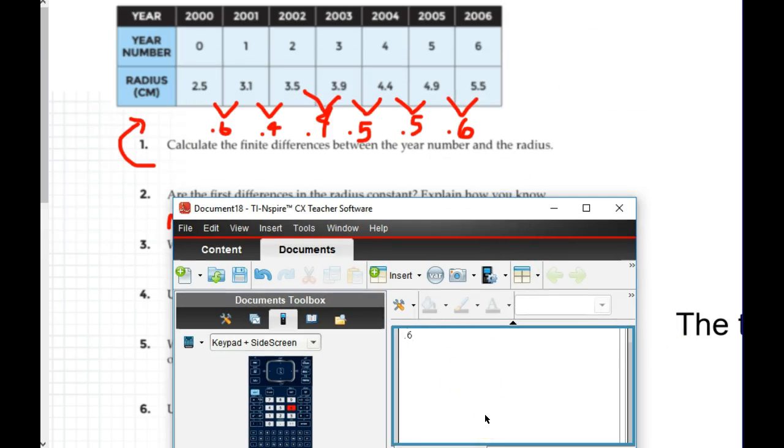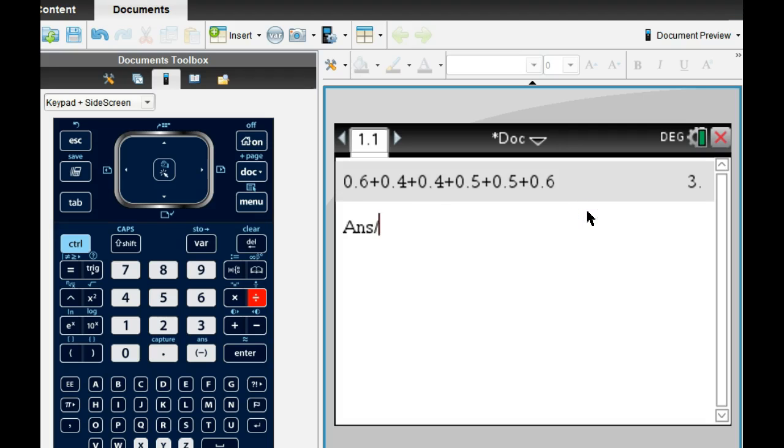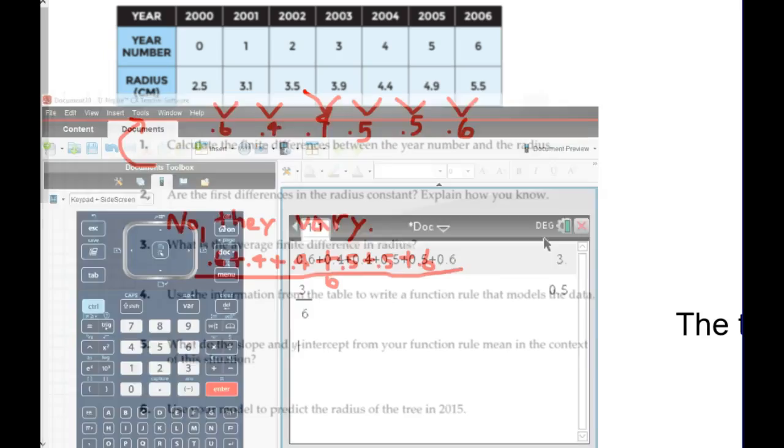Yeah, 0.6 plus 0.4 plus 0.4 plus 0.5 plus 0.5 plus 0.6. Okay, so I add all that and I get 3, and then I have to divide by 6. So my average difference, I take all those differences, average them out, I get 0.5. Cool.